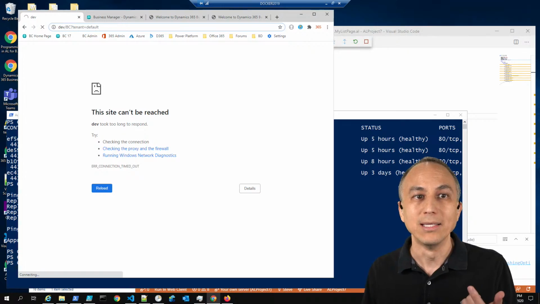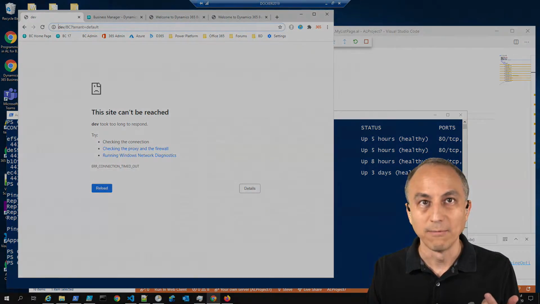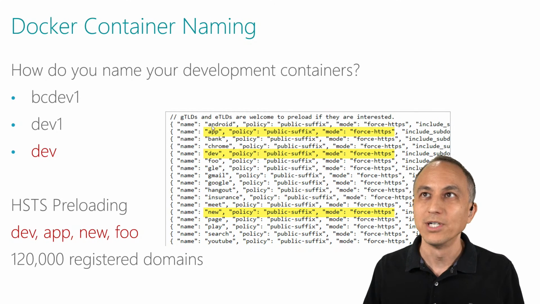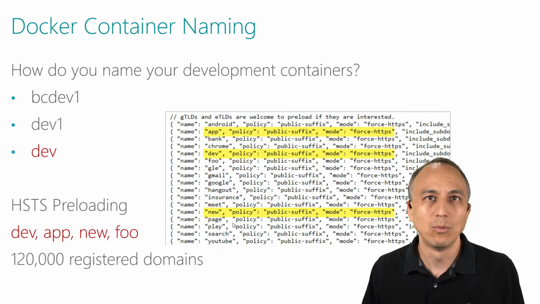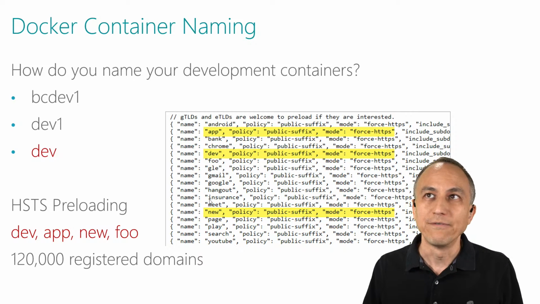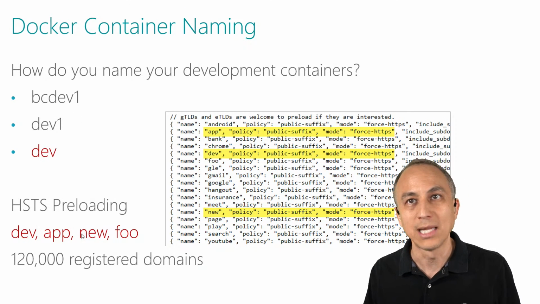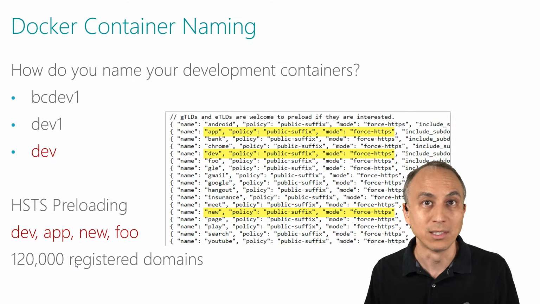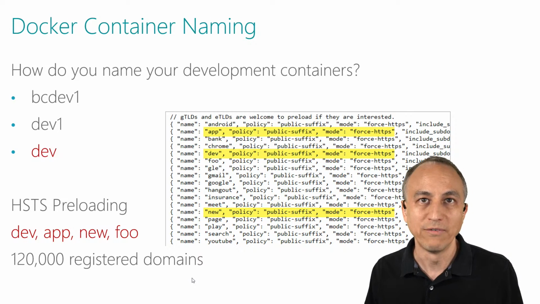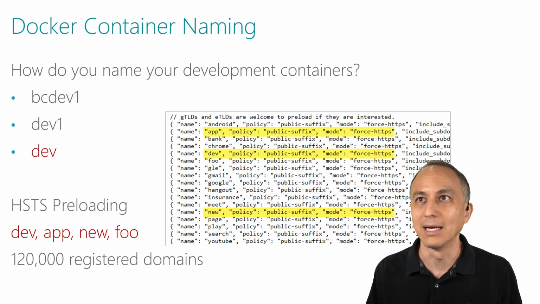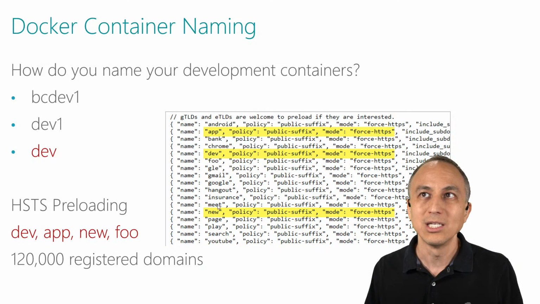So I'd recommend, let's see, where are we? I would recommend, sorry, I was pointing to this. This is that list I was referring to: Android app, dev, Chrome, Bank. No idea who came up with this list. If you decide you want any of these, don't do that for your containers. Go with BC Dev 1, Dev 1. Do not use Dev. Do not use App or New or any of these other 120,000 domains. And most of these others are fully qualified domain names, so you're not going to do google.com, something like that, or Yahoo. But if you decide to use just these short host names, it will cause a problem.